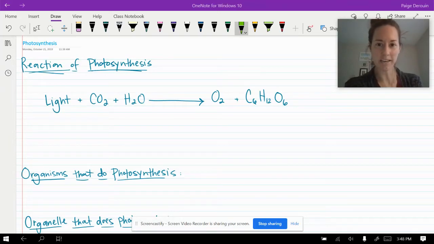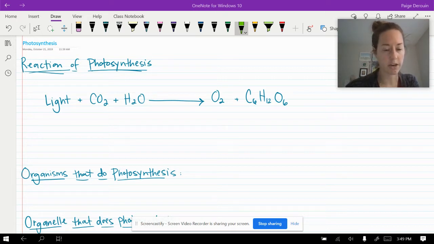Guys, this is going to be a recap of photosynthesis and just an overview of the different steps of photosynthesis, the process and how it works. So, first of all, I think probably everyone's familiar with the concept that photosynthesis is the process that plants use to convert light energy into chemical energy, which is also known as sugar.